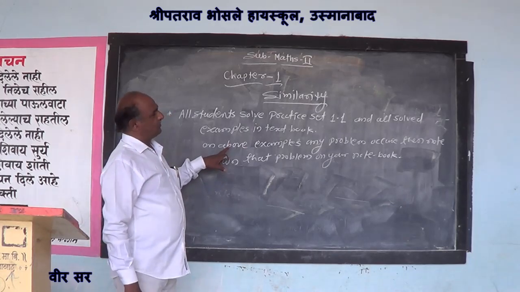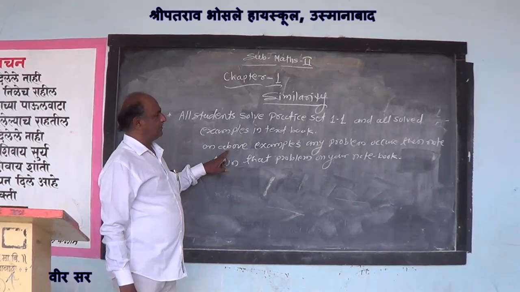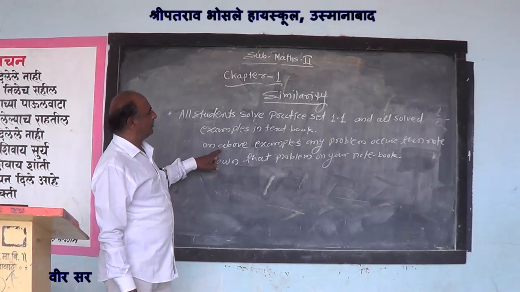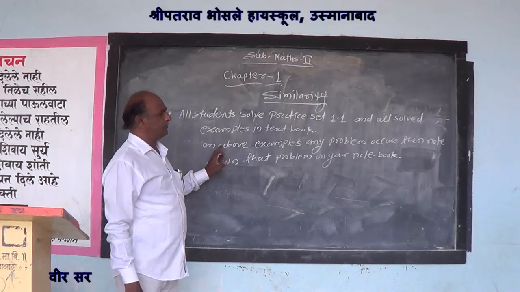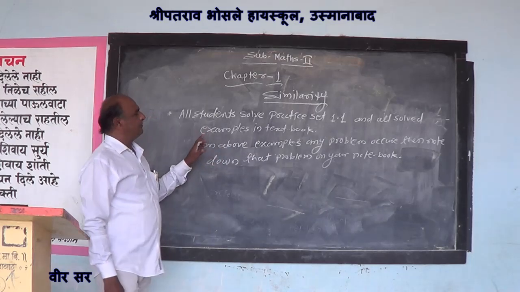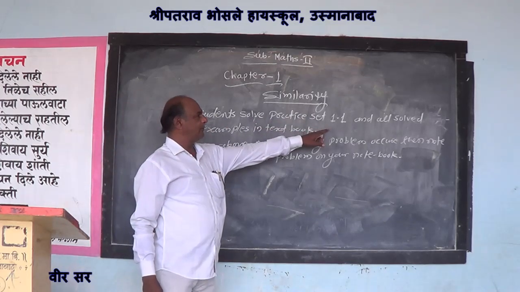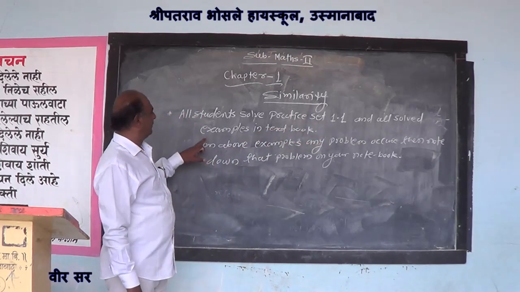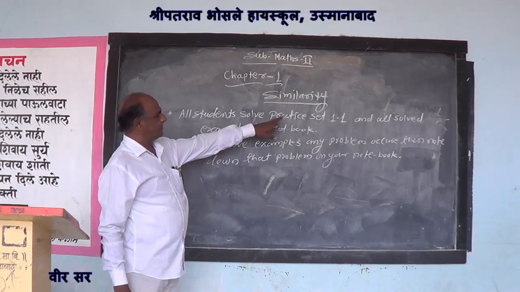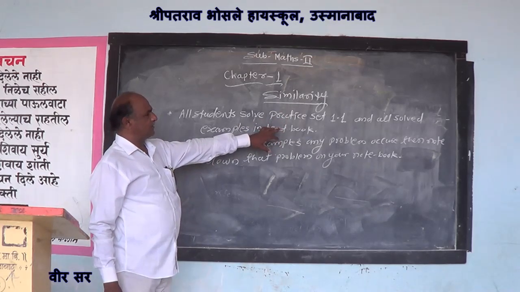Now, all students, in yesterday's class we studied the fourth property of the ratio of areas of any two triangles. On that property, we were asked to solve all examples in practice set 1.1, which is given in our Math Part 2 textbook.